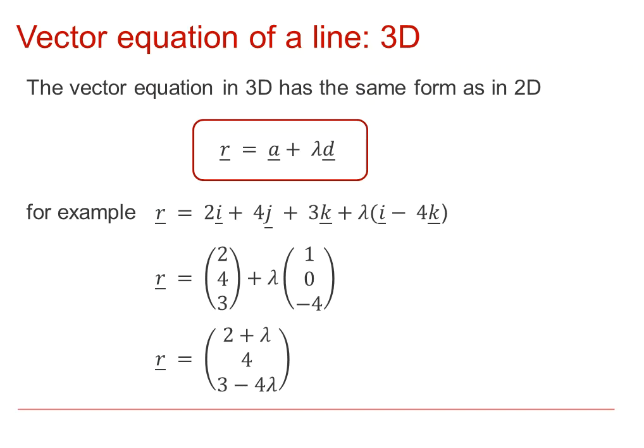So for example here, (2, 4, 3) is a given position vector of a point on the line, and (1, 0, -4) is a vector which is parallel to our line, and lambda is the required scalar multiple to allow you to move to different positions along the line.